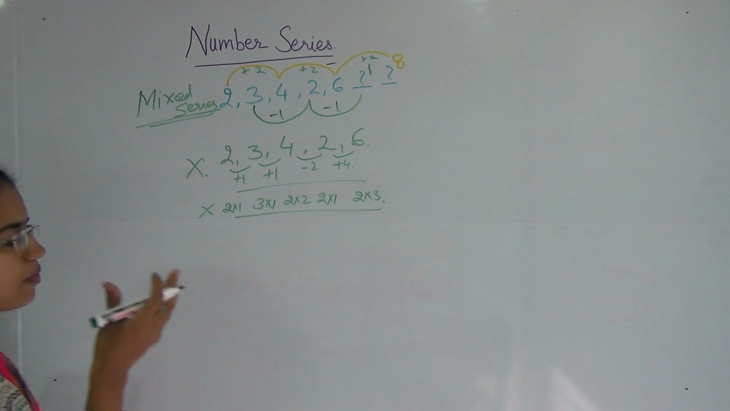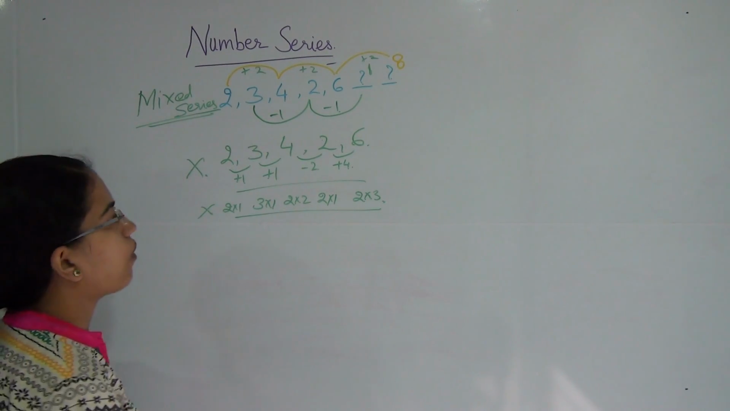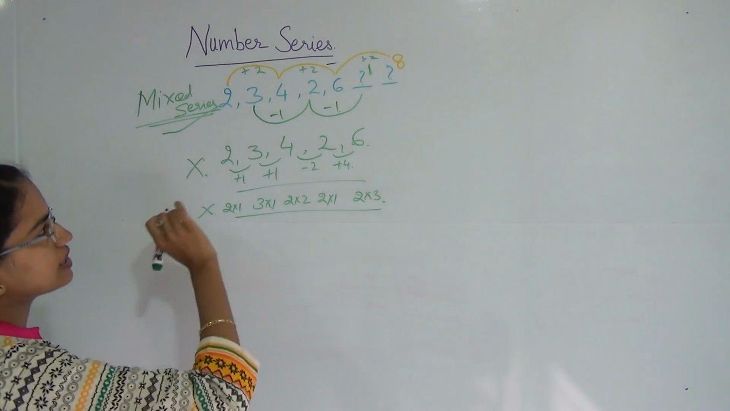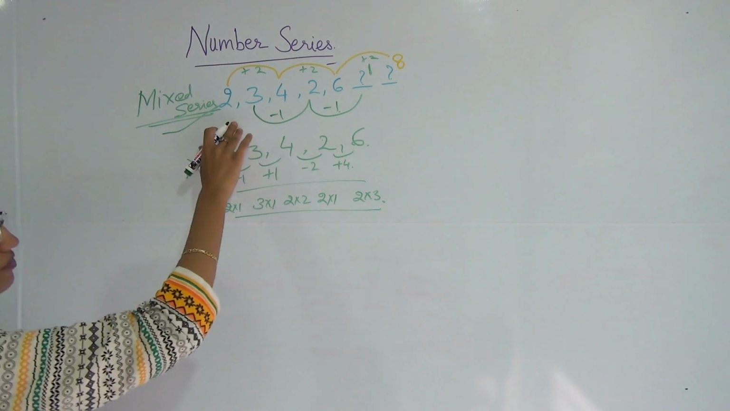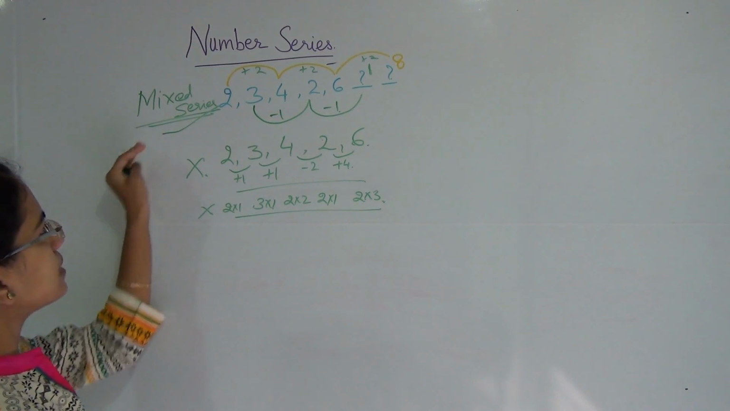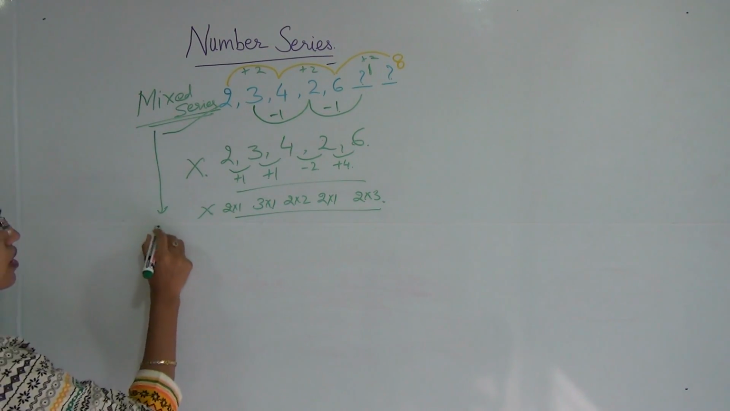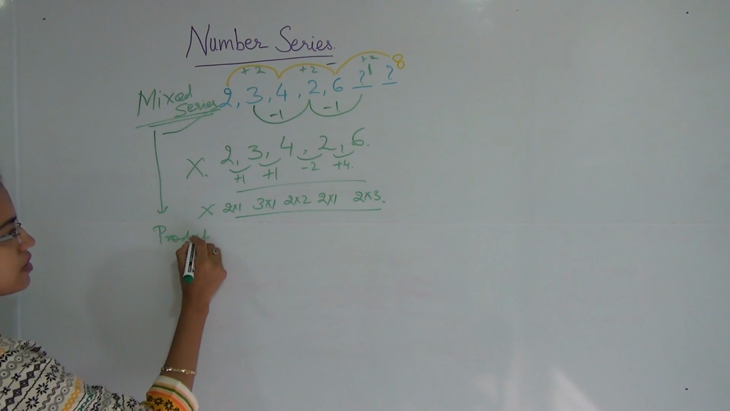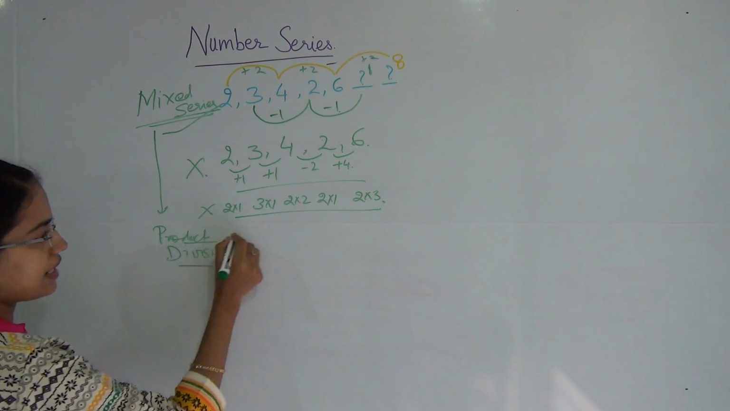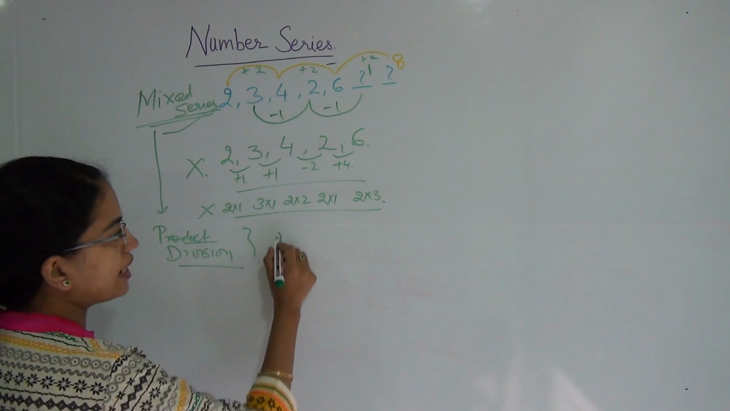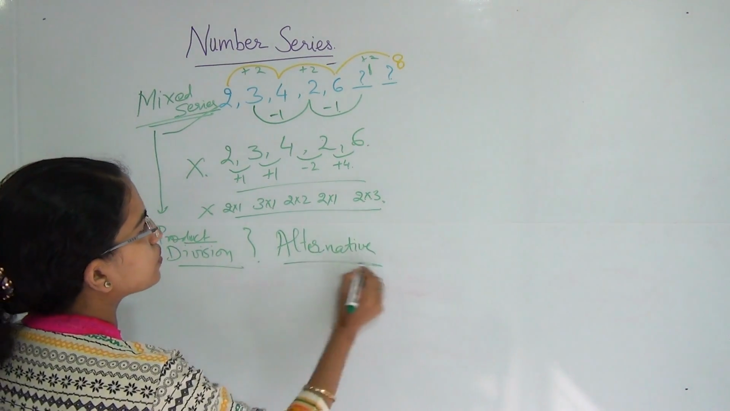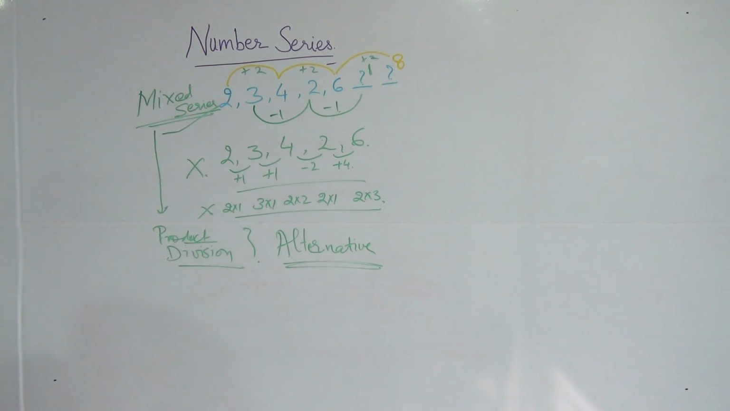Okay, so it's very important to have an idea about what all possible types of question can be asked under number series. So here is a kind of mixed series. Now the mixed series we have talked about includes a simple addition and a simple subtraction. But there can be questions in mixed series which include product and division. So there can be questions of multiplication and division which are running alternately in the series. So these are the two kinds of questions that we have talked about.